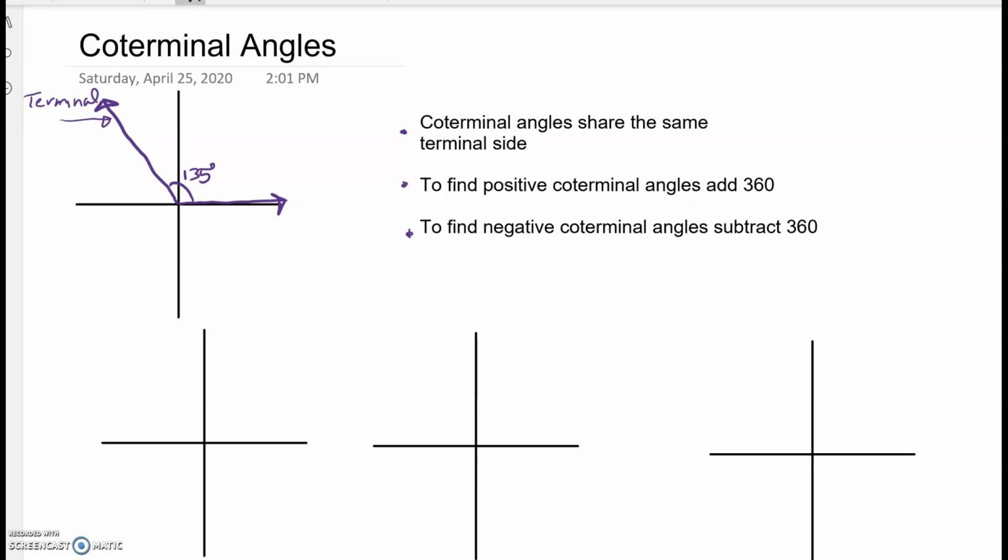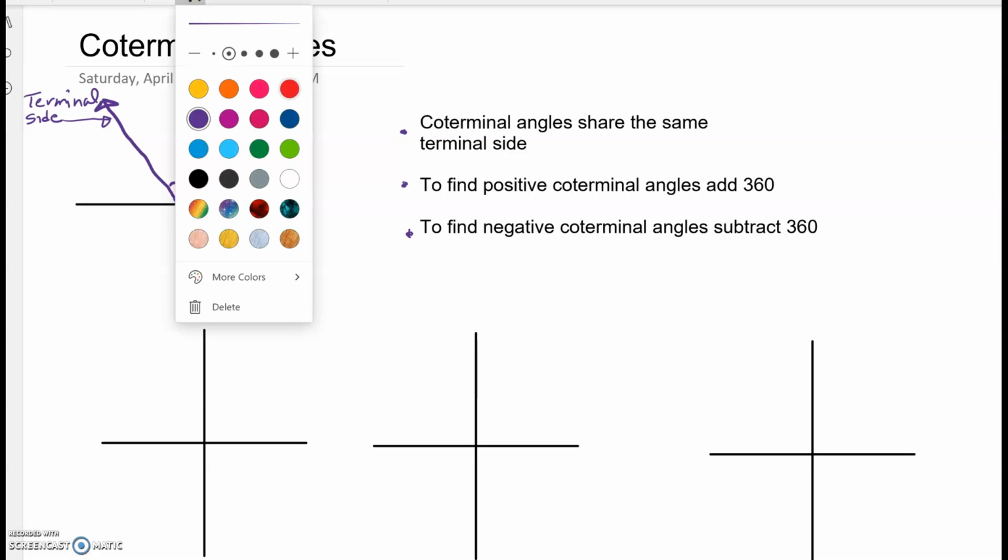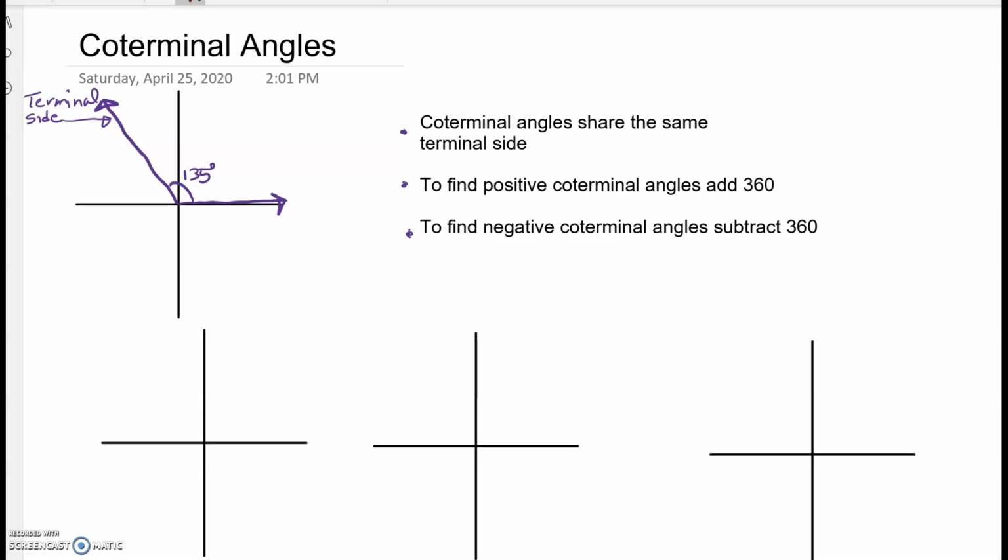Terminal means ending, means to terminate. It's the same root word as terminate. And so this is the terminal side. So the question is, what would be coterminal angles? Let's change colors here. Let's go to red. And if I started here and this time went in a clockwise direction and stopped at the same place, the question is, what would that measurement be?